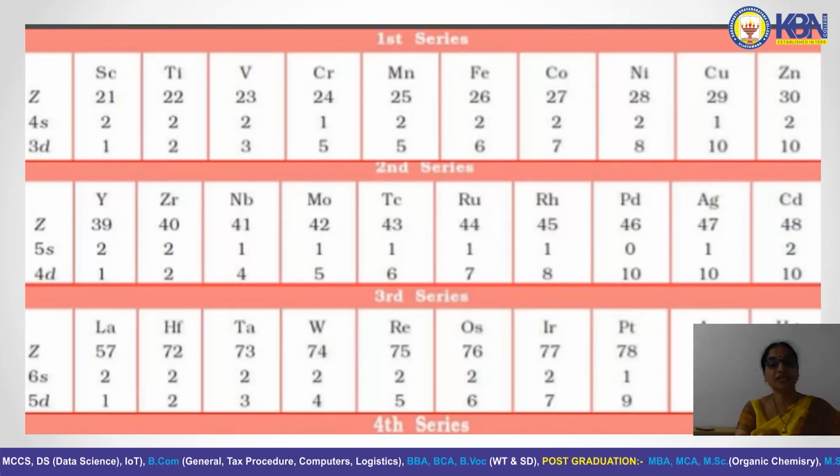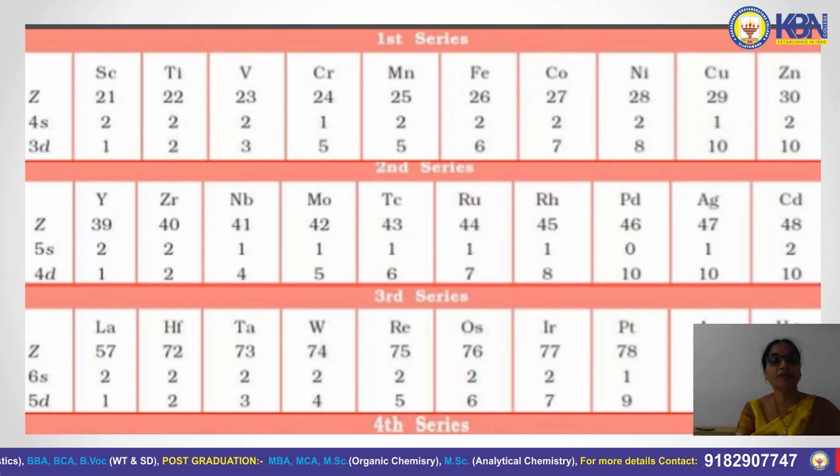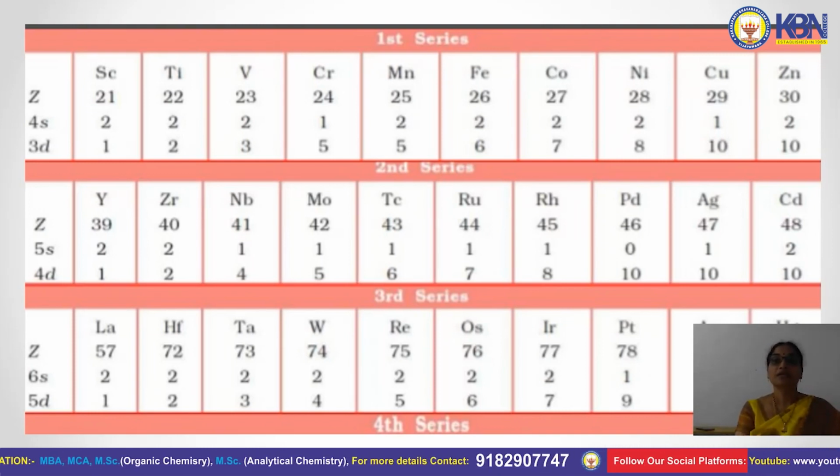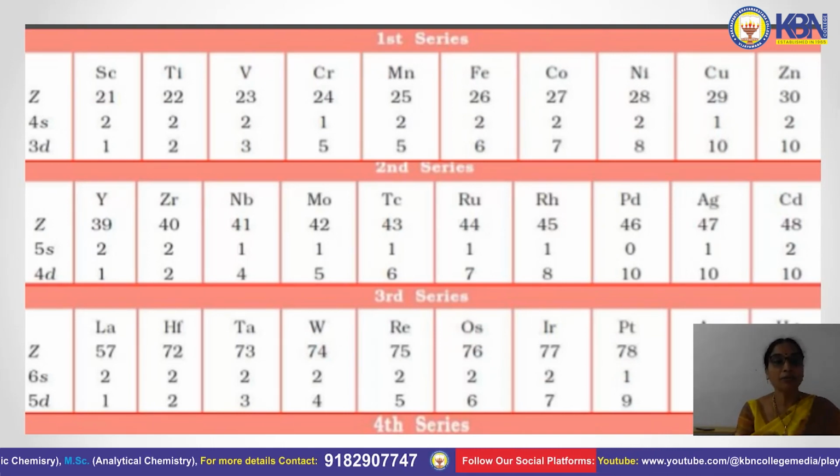They are classified into 4 series. The first series is also known as the 3d series, with the elements scandium, titanium, vanadium, chromium, manganese, iron, cobalt, nickel, copper and zinc. Atomic numbers 21 to 30 come under the 3d series.